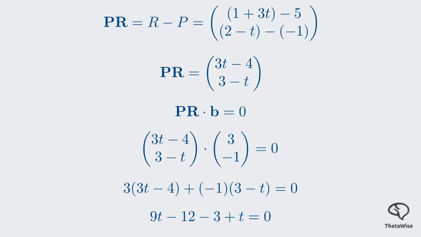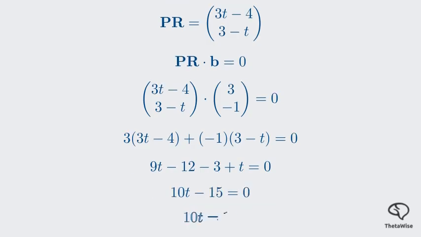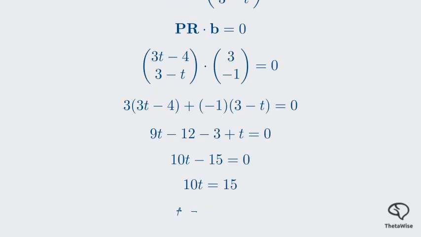Let's simplify and solve. 9t plus t is 10t. Negative 12 minus 3 is negative 15. So we have 10t equals 15, which means t equals 15 over 10, or 3 over 2. This is the parameter value that locates the foot of the perpendicular.